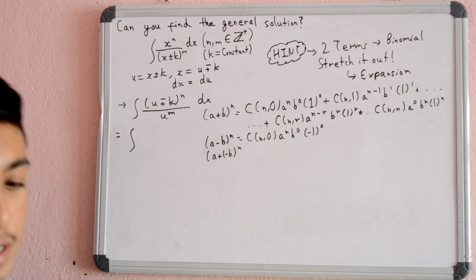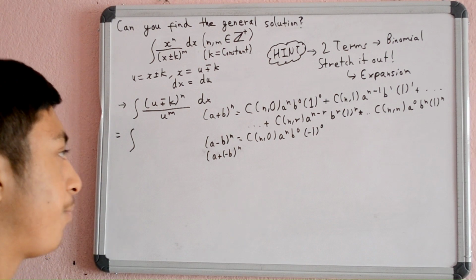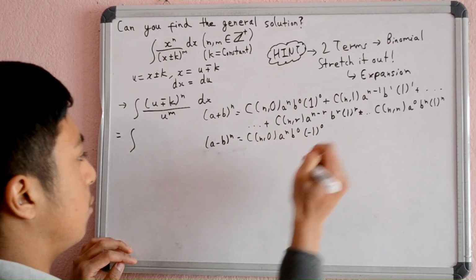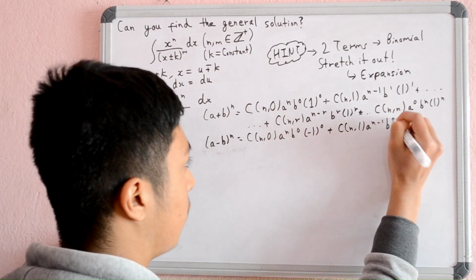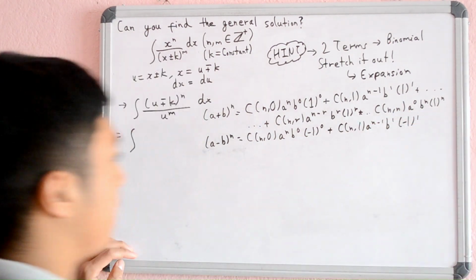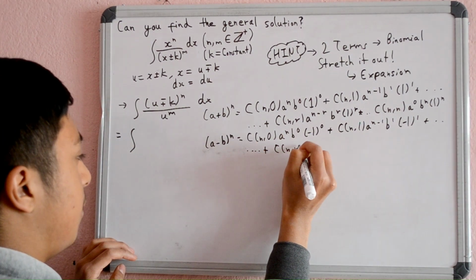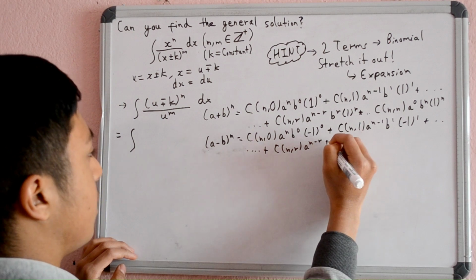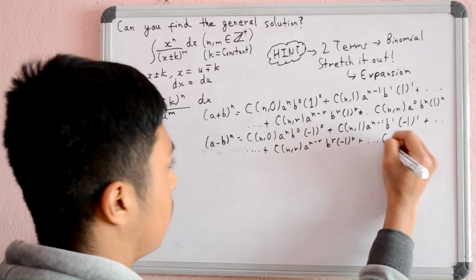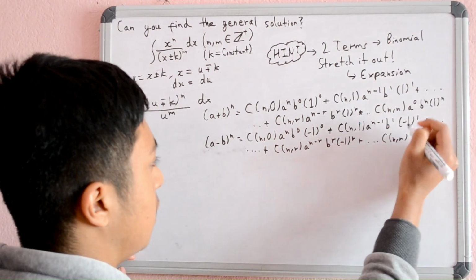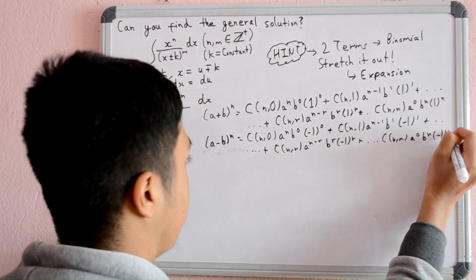And of course you can use the indices law, where if they have the same power, they too just multiply. So plus C(n,1) a to the power n minus 1, b to the power 1, minus 1 to the power 1, plus and so on, C(n,r) a to the power n minus r, b to the power r, minus 1 to the power r. So this is for the general term, plus all the way to C(n,n) a to the power 0, b to the power n, minus 1 to the power n.